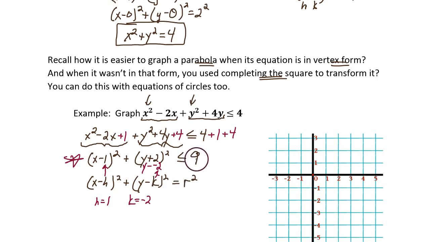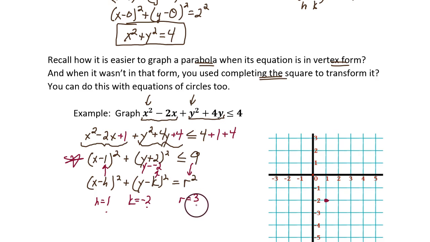Now, over here on the right side, in this spot we have a 9, and that's equal to r squared. So what's the answer for r? If r squared is 9, what's r? R is 3. We have all the numbers we need to make a picture of the circle. We use the h and the k to get the center of the circle. So let's find 1 comma negative 2. Over 1 and down to negative 2. There's the center. Then the radius is 3.